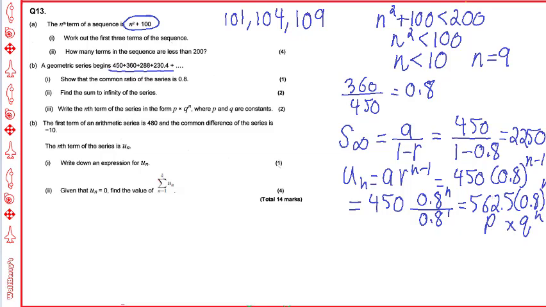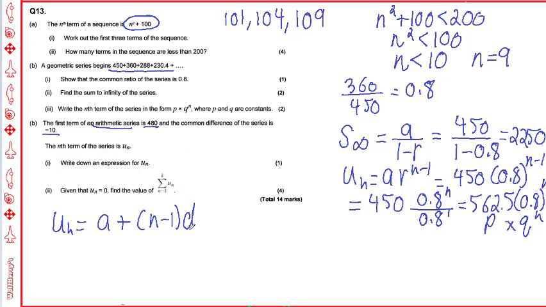Move on to the next one. The final part is an arithmetic series. We're given the first term a, and we're given the common difference d. Write down the expression for un. Again, just like I said here, nth term, un, it's all the same stuff. But it's an arithmetic series this time, so it's going to be un equals a plus n minus 1 d. Again, all these are on the data sheet.